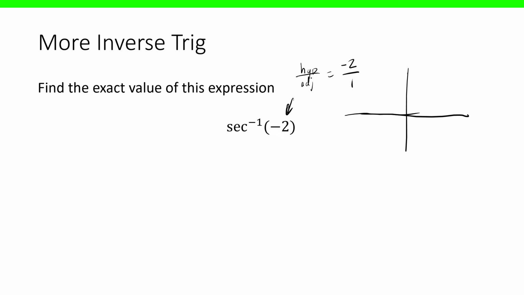Let's draw this. We're negative cosine, right? So we're talking about cosine. The secant and cosine are related. So we need to draw this like this, right? Where this is going to be 2 and this is going to be our negative 1. So really it wasn't the 2 that was negative, it's the 1 that's negative.